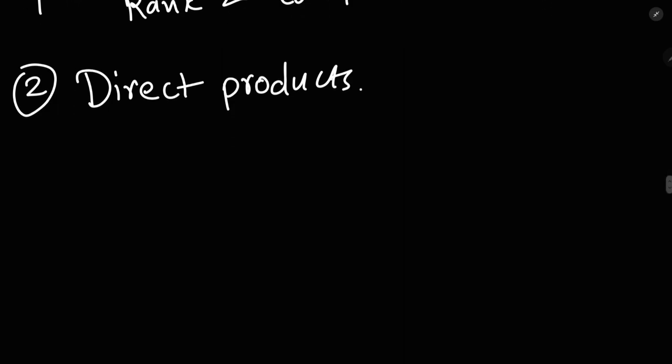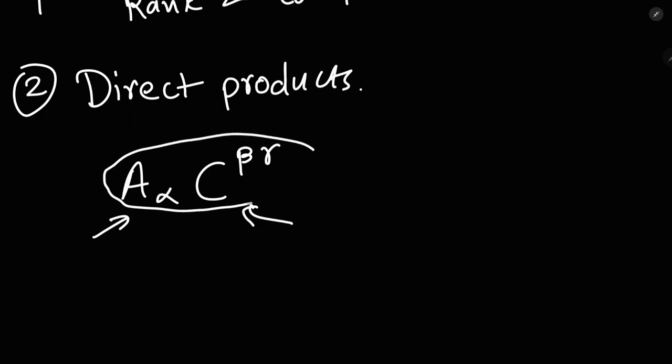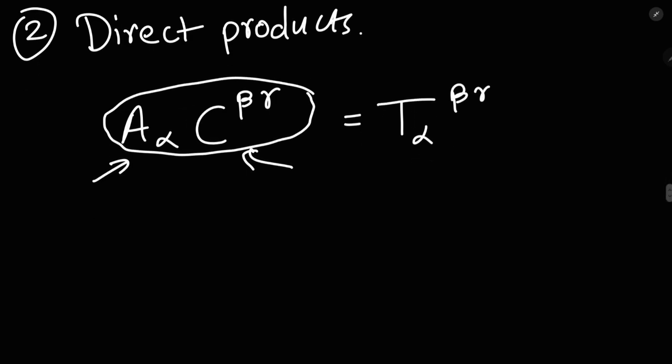So if we have a product of components of two tensors, like A alpha, and C beta gamma, if A alpha is a tensor, and this C beta gamma is also a tensor, then this direct product between their components also gives out a tensor with the upper and lower indices like this, T alpha beta gamma. So it will have the upper and lower indices of the original product. Now to prove that this is a tensor, we'll use a similar procedure.